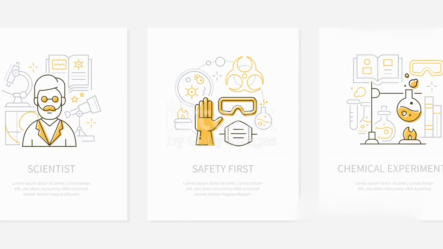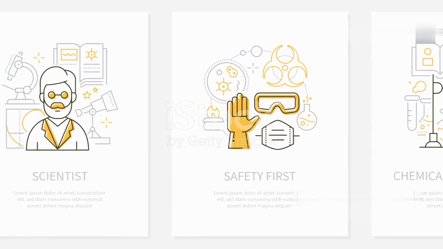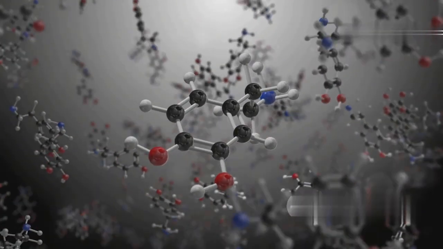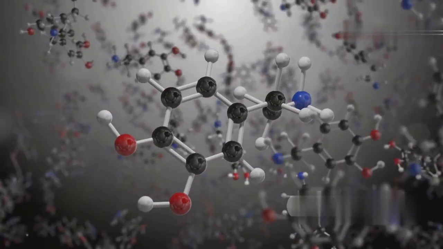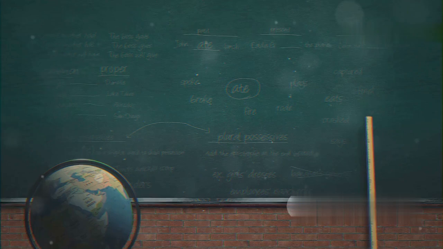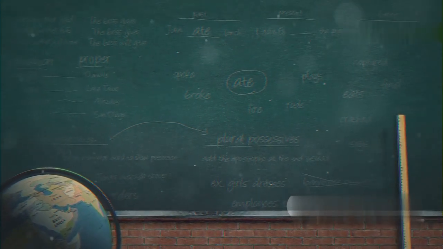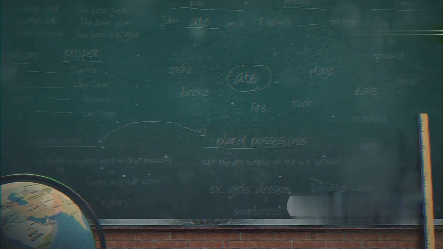Section 5. The mole concept, a recap. The mole concept is a fundamental concept in chemistry that allows us to work with the vast numbers of atoms and molecules in a manageable way. A mole is equal to 6.022 times 10 to the 23rd entities, which is known as Avogadro's constant.